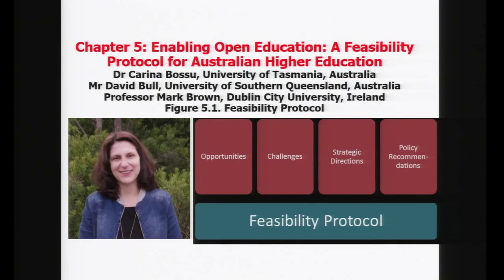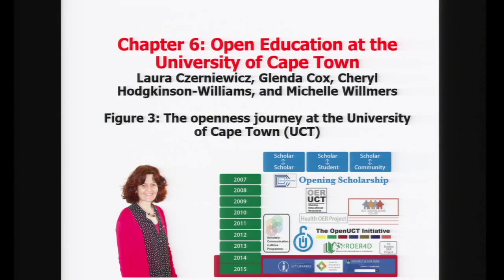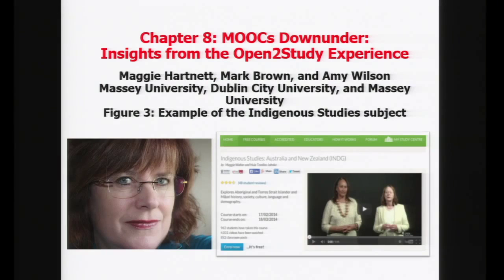Down in Australia, in Tasmania in particular, they talk about feasibility protocols for open education. And so they have a chapter in the book talking about what to think about as a university when you go to openness. Over in Cape Town in Africa, they talk about digital scholarship and the growth of digital scholarship. And I can't pronounce Laura's last name, but I'll just say Laura at Cape Town gave us a wonderful look at what digital scholarship is all about and how to support it as a university.